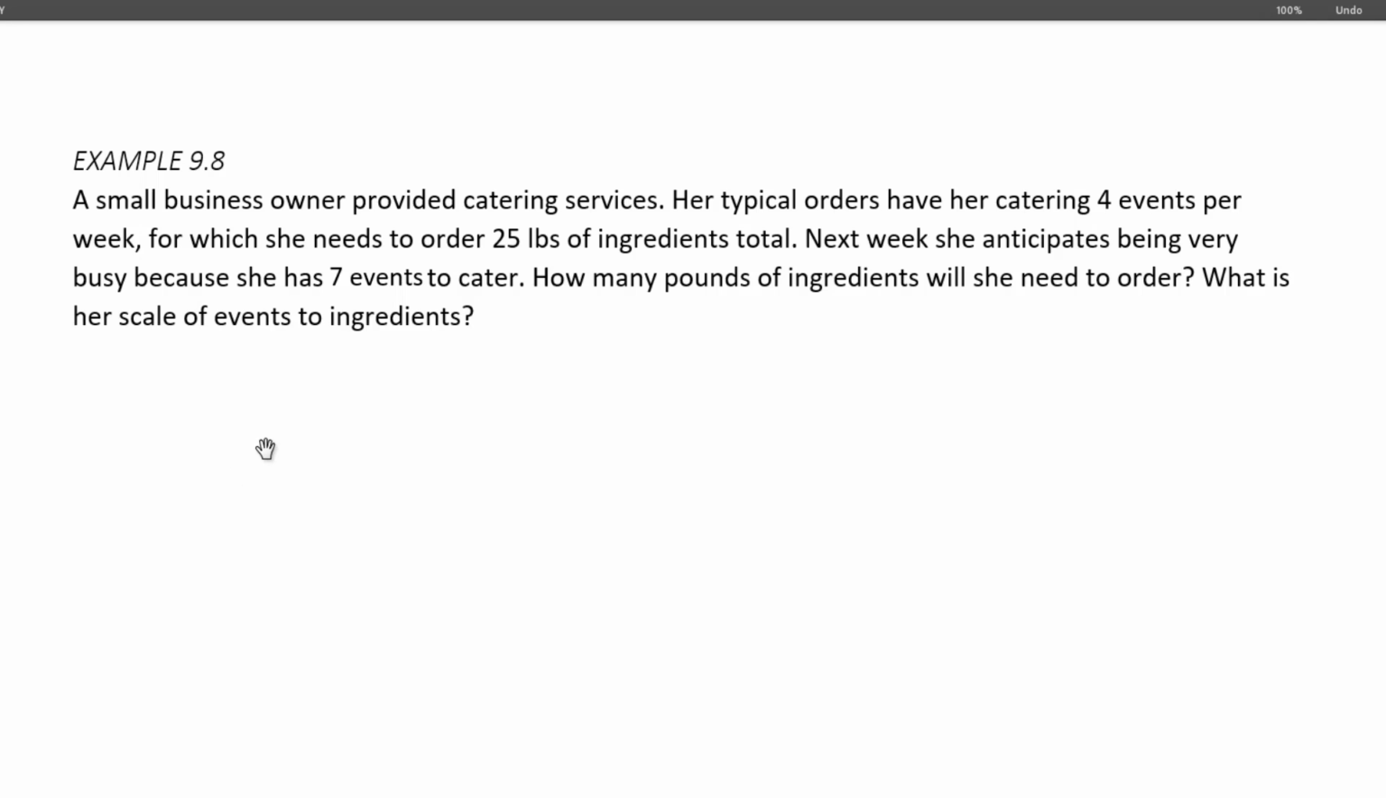So we're actually going to start with the second question. What is her scale of events to ingredients? What we're shown in this question is that typically her catering is 4 events per week for which she needs to order 25 pounds of ingredients total. So her scale of events to ingredients is 4 events to 25 pounds.